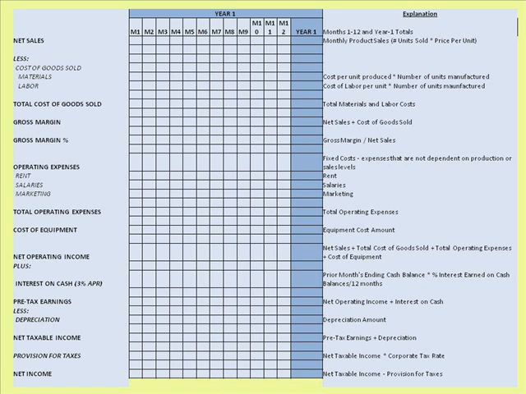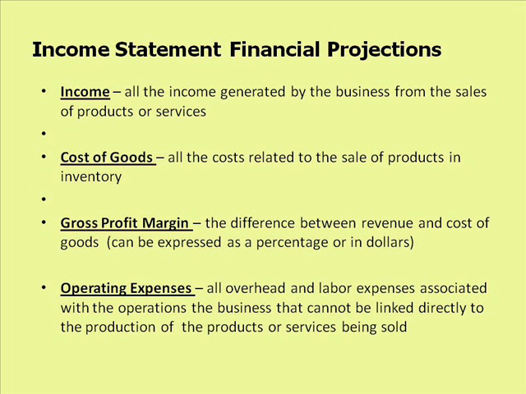So as you can see, there's lots of information that comes from various places. Different tables are involved that you use to get some of the information that you need. So, income statement financial projections. Let's go over a couple of these. Income is all the income generated by the business from the sales of products or services. The cost of goods is going to be all the costs related to the sale of products in the inventory.